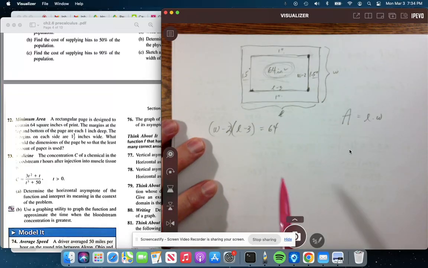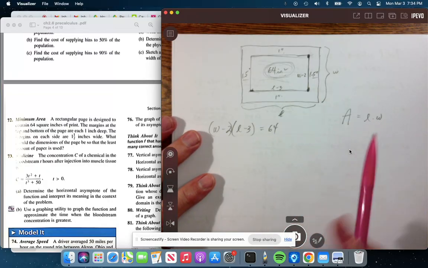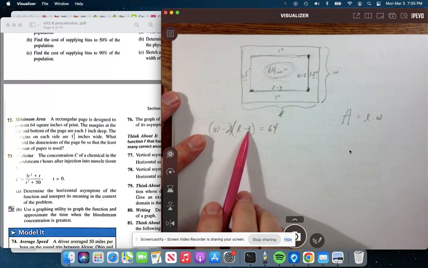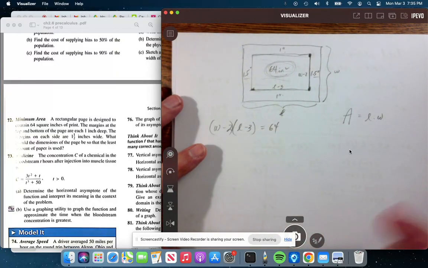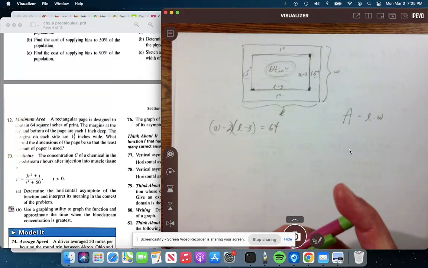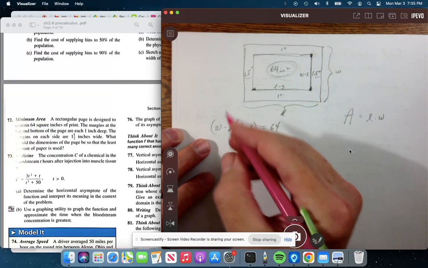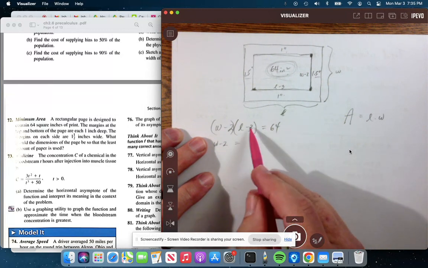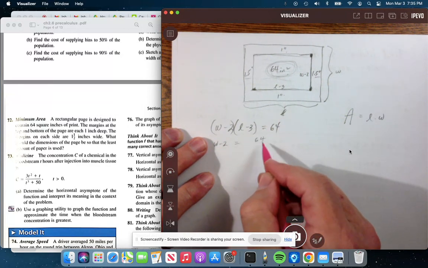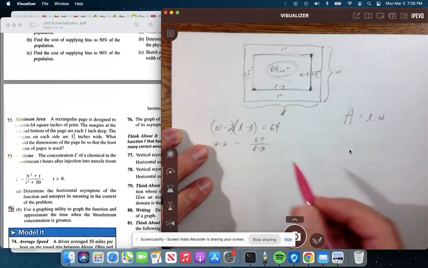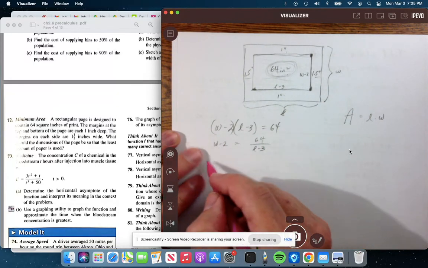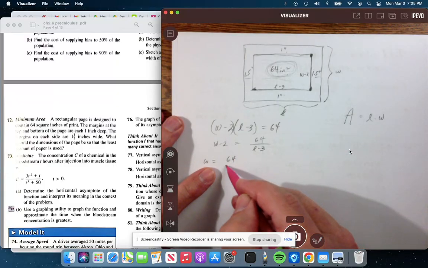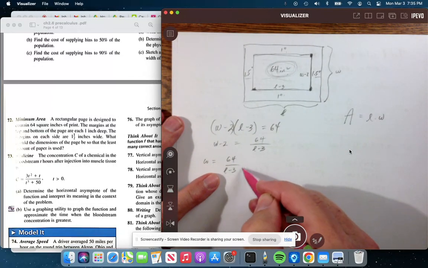So what I need to do is I've got two variables here, L and W. I need one variable. So I'm going to solve this for either L or W. It really doesn't make a difference, whichever one you want to do. So I'll just solve it for W. So W minus 2 is equal to 64 divided by that, right? 64 divided by L minus 3. And then I can just add 2 over there. So W is equal to 64 over L minus 3 plus 2.